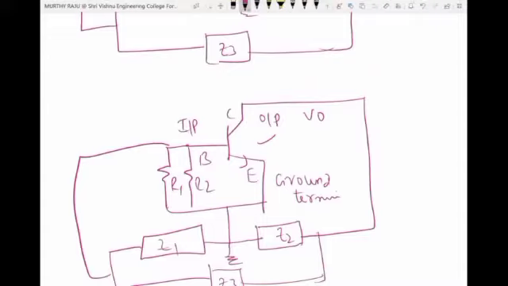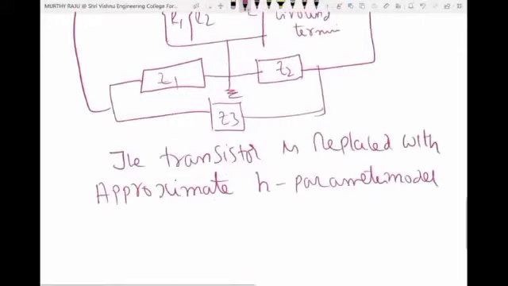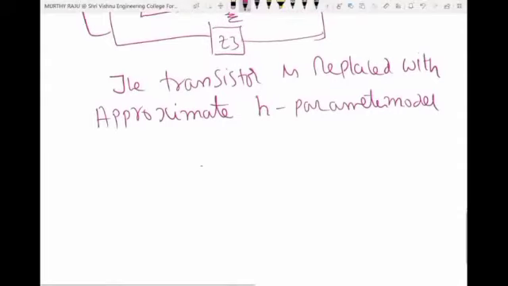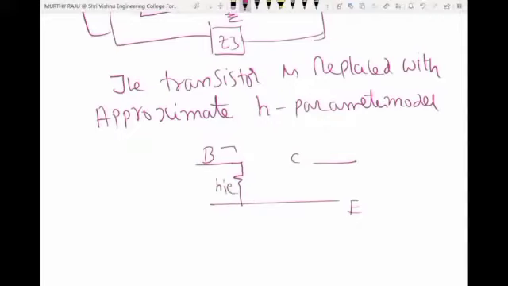In between the input, output and ground, the transistor is there. This transistor is replaced with approximated h-parameter equivalent circuit. Base terminal is the input terminal and the collector terminal is the output terminal and the emitter terminal is the ground terminal. Here hie is there. The current flow through this hie is IB.